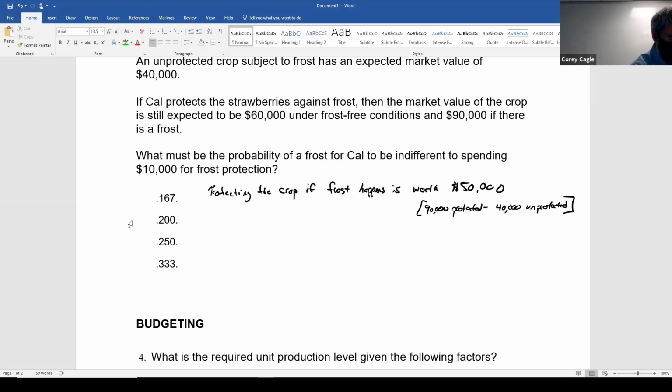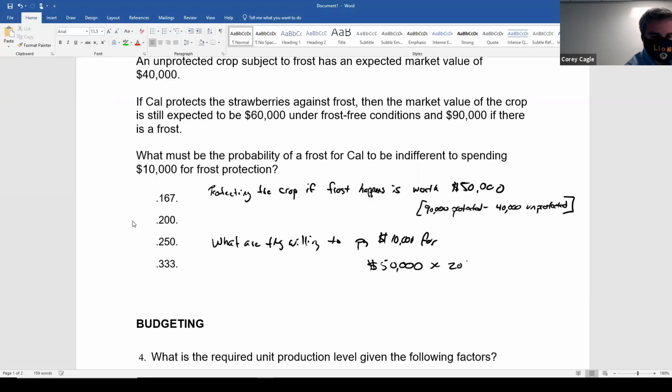So taking that similar reasoning, what are they willing to pay $10,000 for? What percent chance of this happening would make this worth $10,000, right? So 50,000 is what they stand to gain. They would be willing to pay $10,000 for that if there was a 20% chance that this would happen. That's what would make that worth $10,000. So there you go. Makes sense.